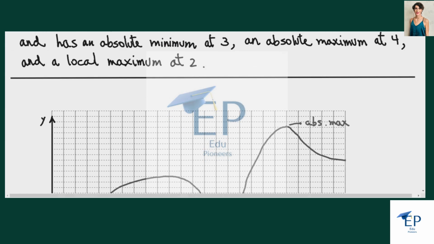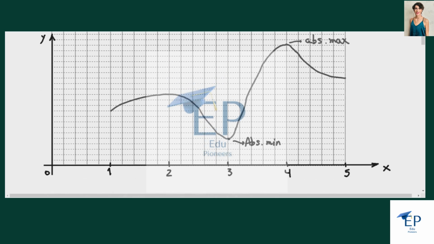Now we have another requirement, that we have a local maximum at 2, and that's the case here. We can see at 2 we have this point here, which is the highest point when we look only close or near the value 2. So if we look at a very small piece of the graph around this point 2, we can see that it is the highest value there. So for that reason, this is the local maximum value of the function.